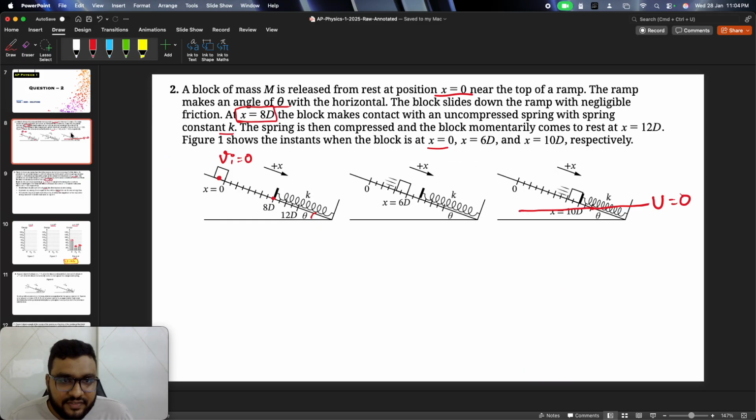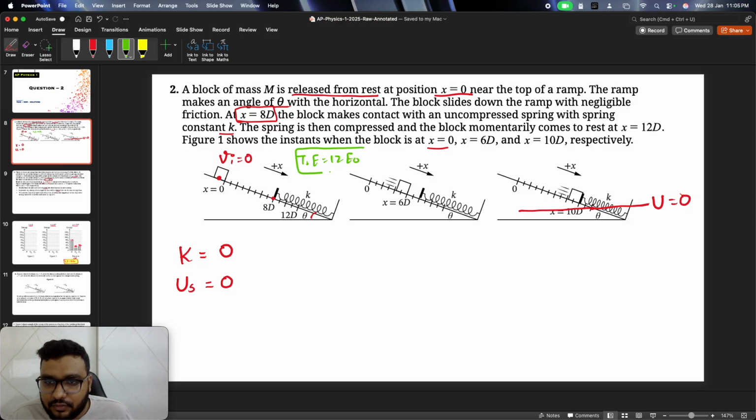Now if I go back to x equals 0, can I say, as we are released from rest, that the kinetic energy in this case is simply going to be 0? Now the spring is also uncompressed, so the spring potential energy is also going to be 0. And we know the total energy of the system is given as 12 E naught.